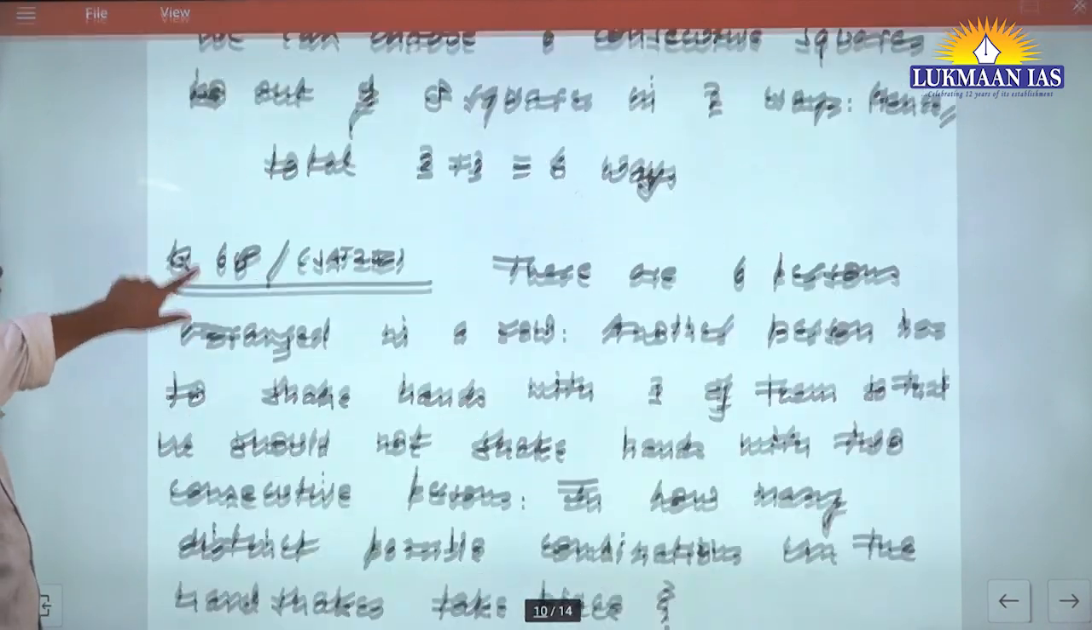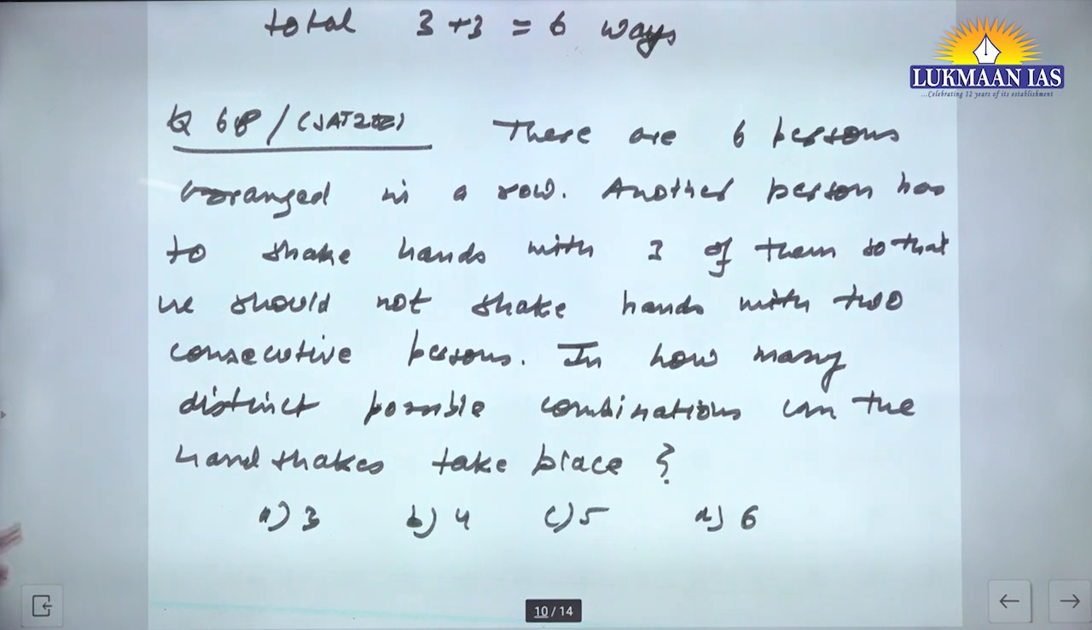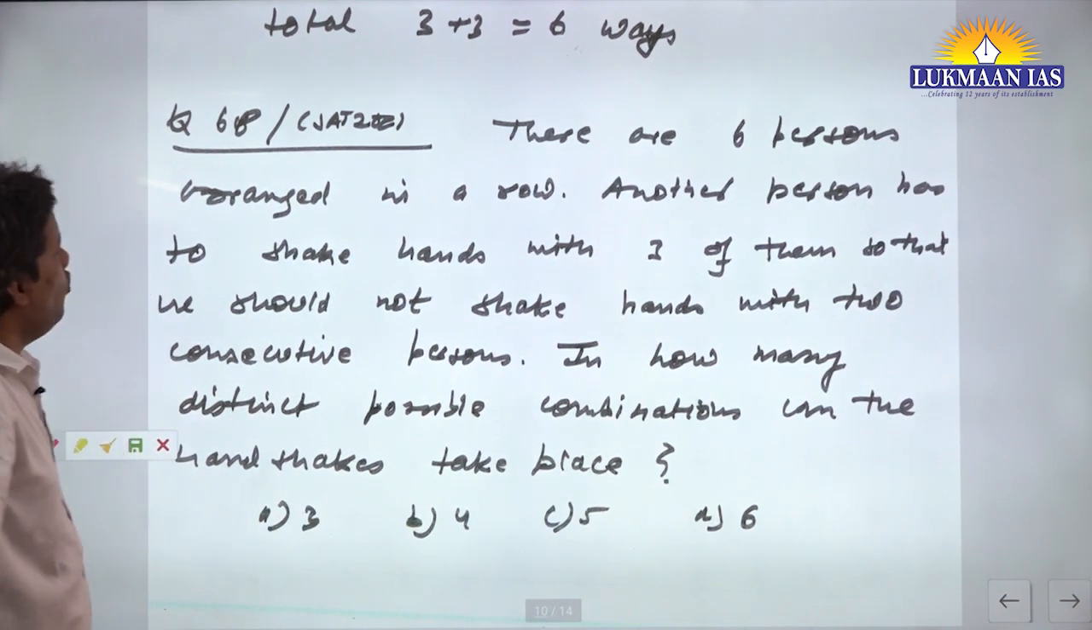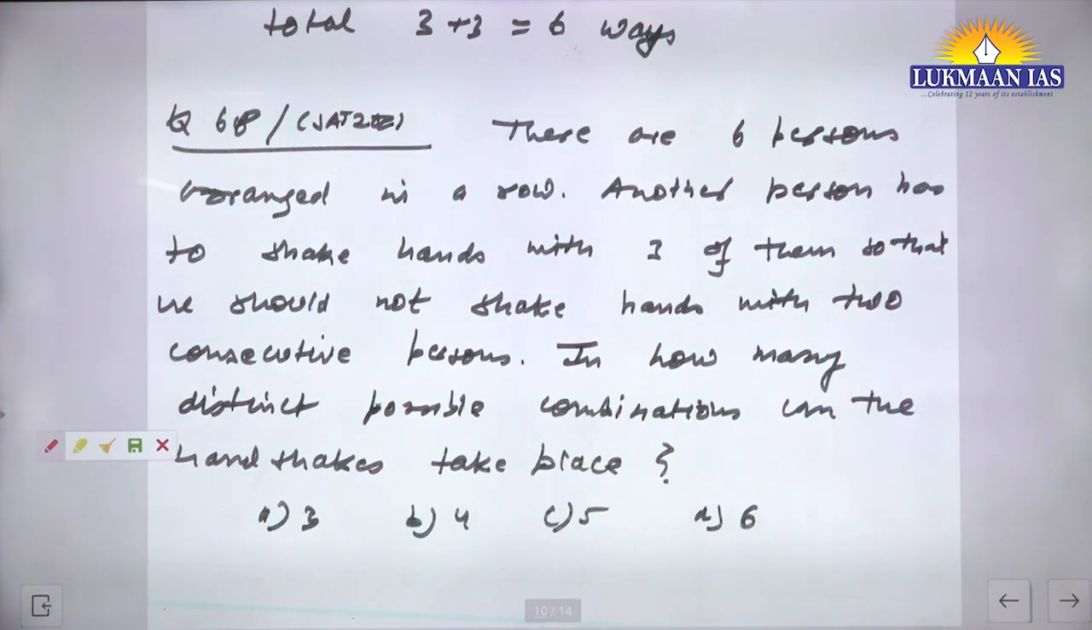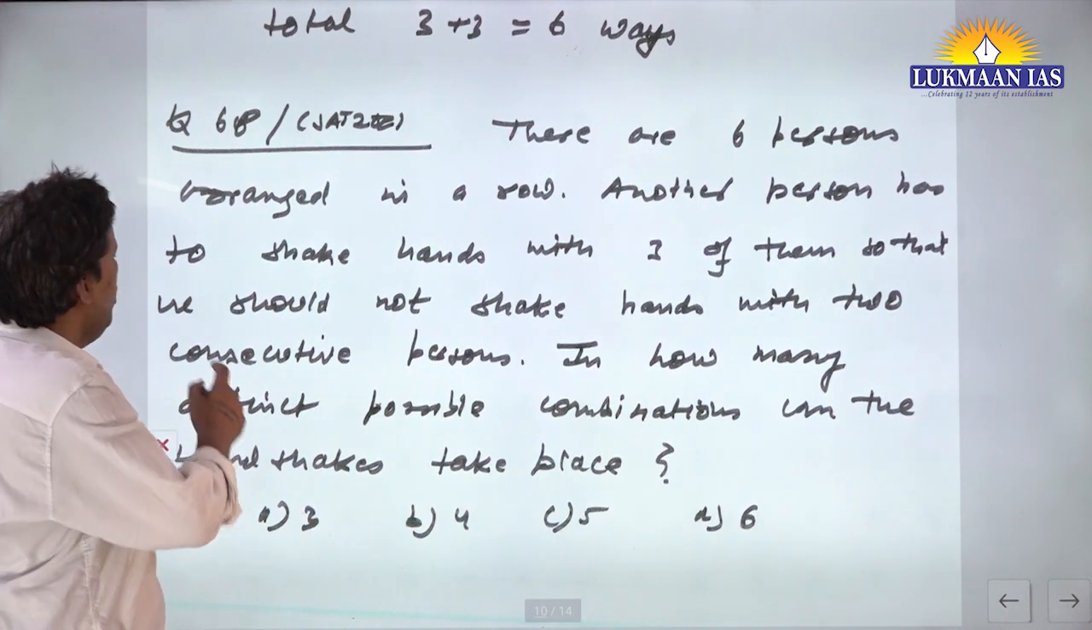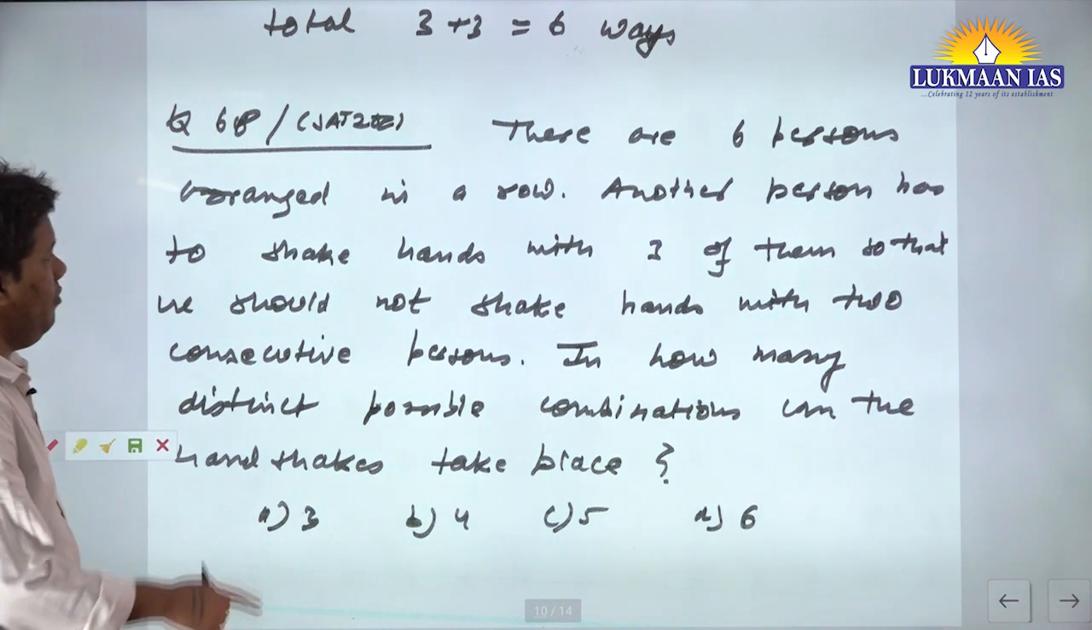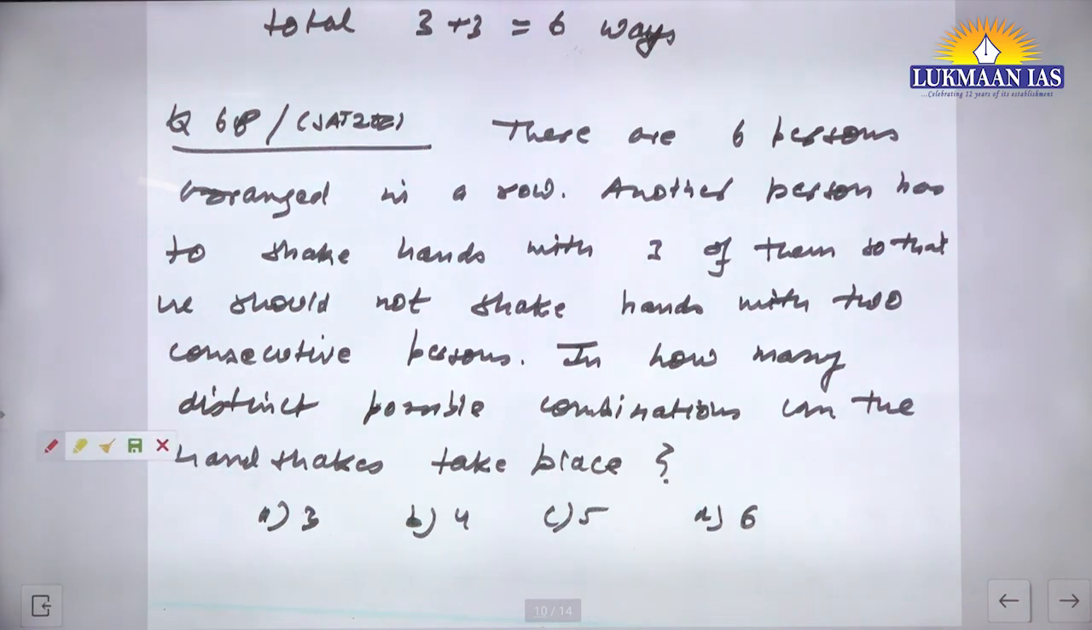Okay, see, let us see one more question. This again is a counting method, right? There are 6 persons arranged in a row. Another person has to shake hand with 3 of them so that he should not shake hand with 2 consecutive persons. In how many distinct ways possible this can be done?